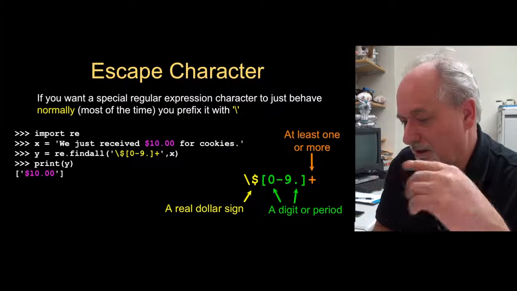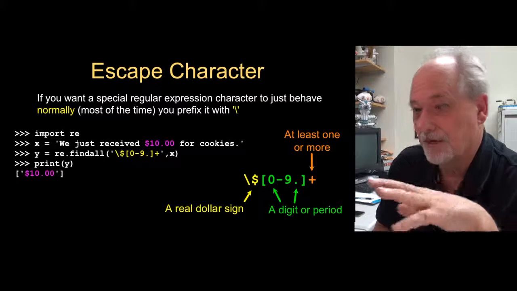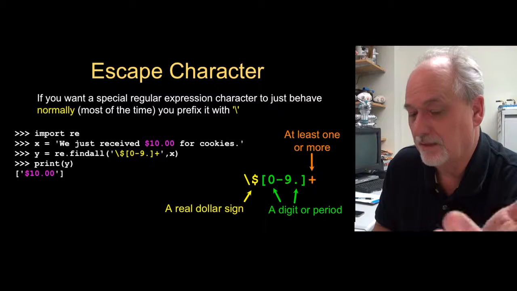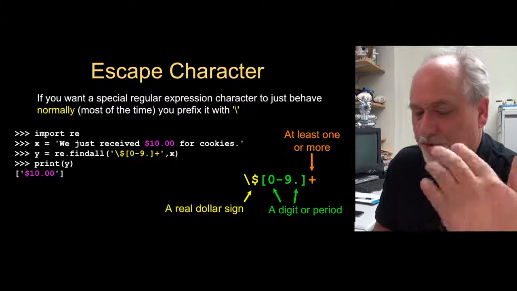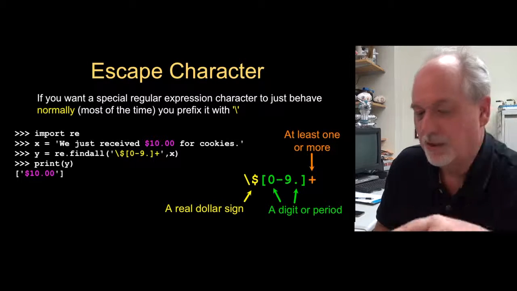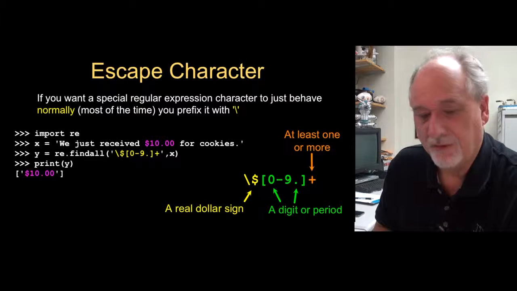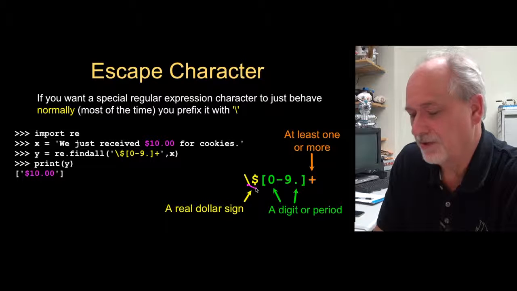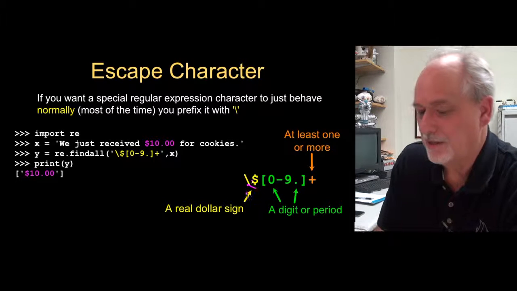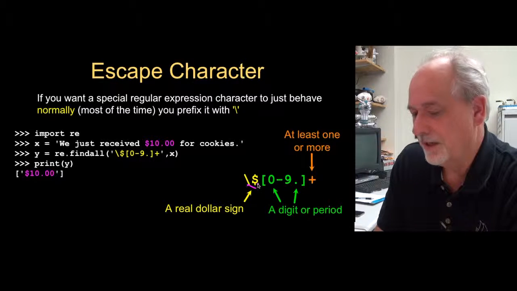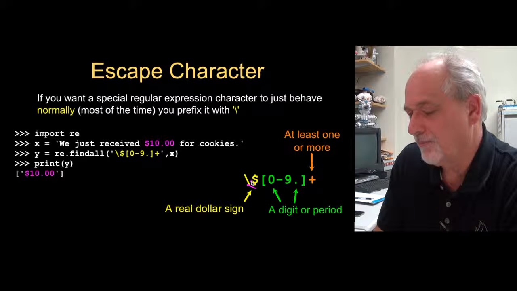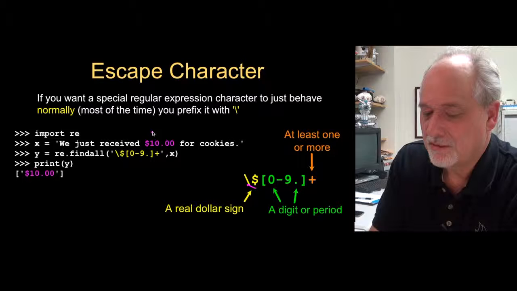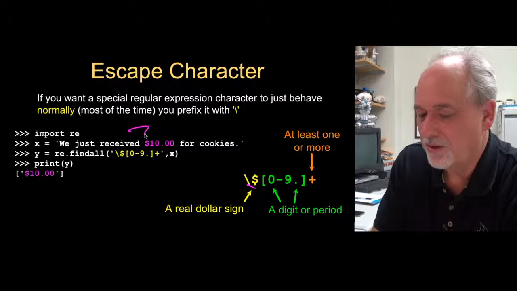We have an escape character, and the whole idea is that sometimes all these little special characters that make a lot of sense to us, we actually want to search for. So what if we want to search for a $ sign? Well, we just prefix it with a backslash. That just means this is a real $ sign. So this says, I would like a $ sign followed by one or more digits or dots. That's going to match a $ sign followed by one or more digits.